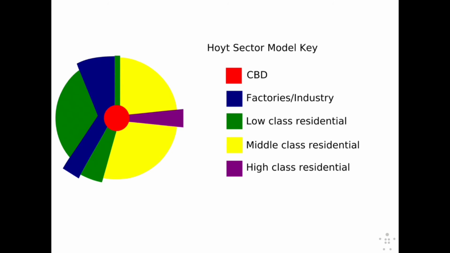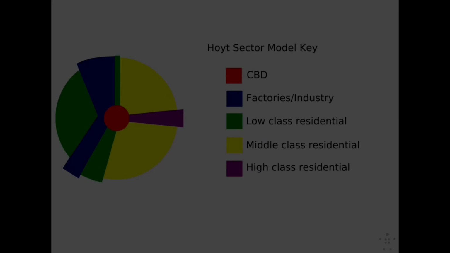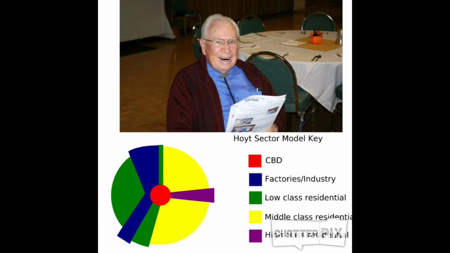According to Hoyt, the city develops in a series of sectors, not rings, as Burgess described. They may be determined by environmental factors, or they may develop by other factors. And what do you know? Mr. Hoyt himself. I'm not like that Mr. Burgess. My model actually makes sense.